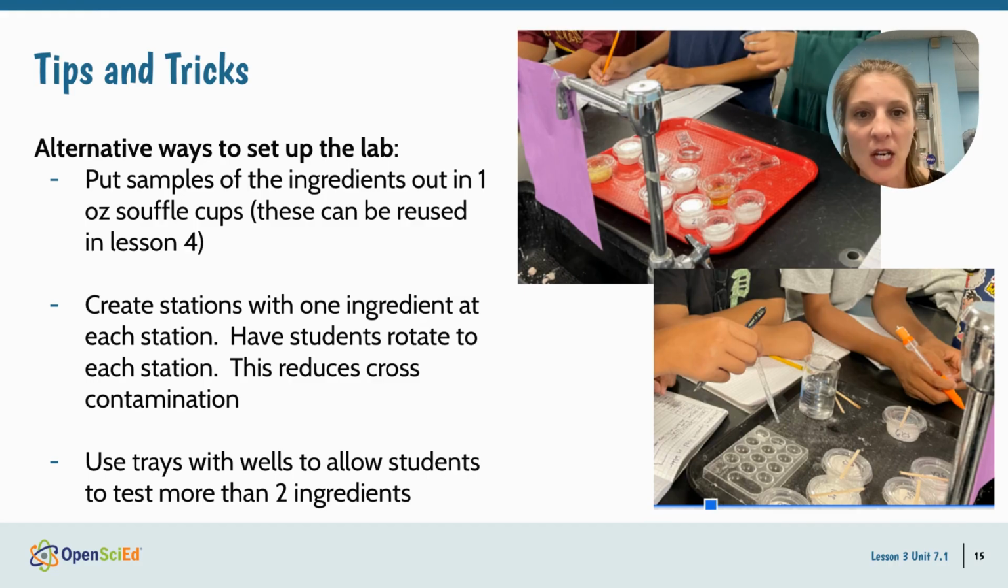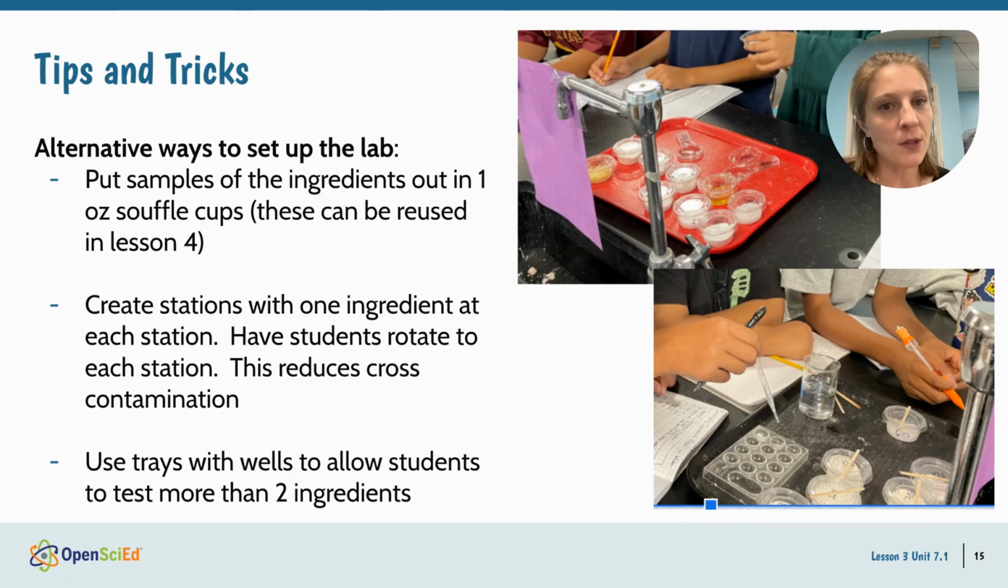Other teachers have suggested to create stations with one ingredient at each station and have the students rotate through the stations because they say that this reduces cross-contamination. And then finally, on day 2, when you do mixing an ingredient with water, something that I do is I give my students all 10 ingredients. I really stress the idea of cross-contamination, and they do really take it seriously.